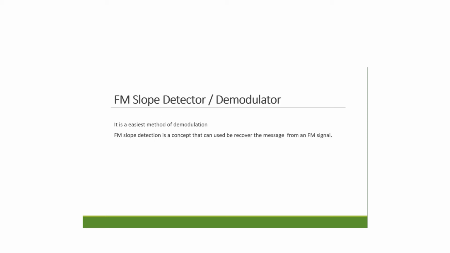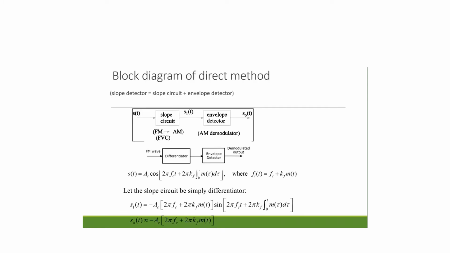So first method of FM demodulation is FM slope detector. It is the easiest method of demodulation. FM slope detection is a concept that can be used to recover the message from an FM signal. So what we are doing, we are actually designing an FM demodulator. FM demodulator means what will be the input of the FM demodulator? An FM modulated signal. So s(t) is a FM modulated signal.